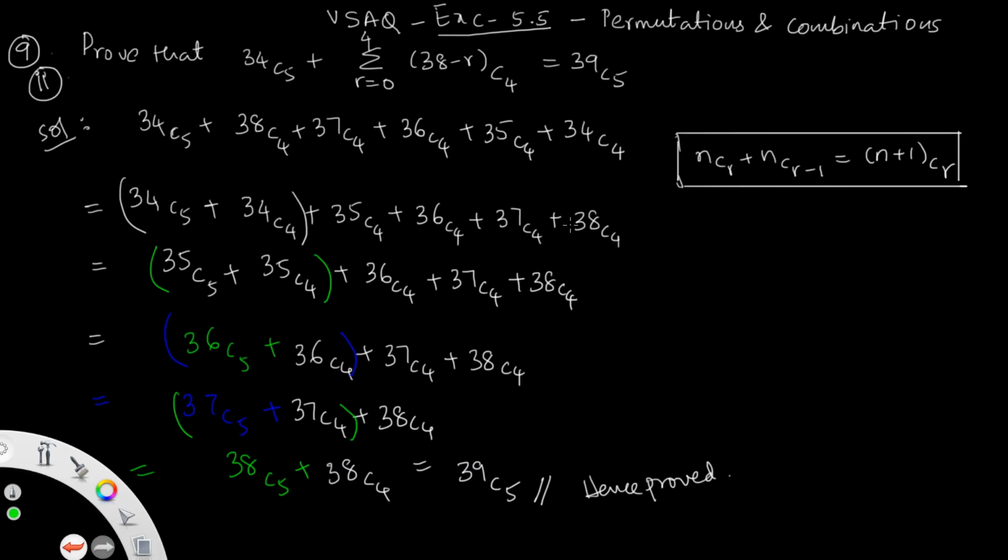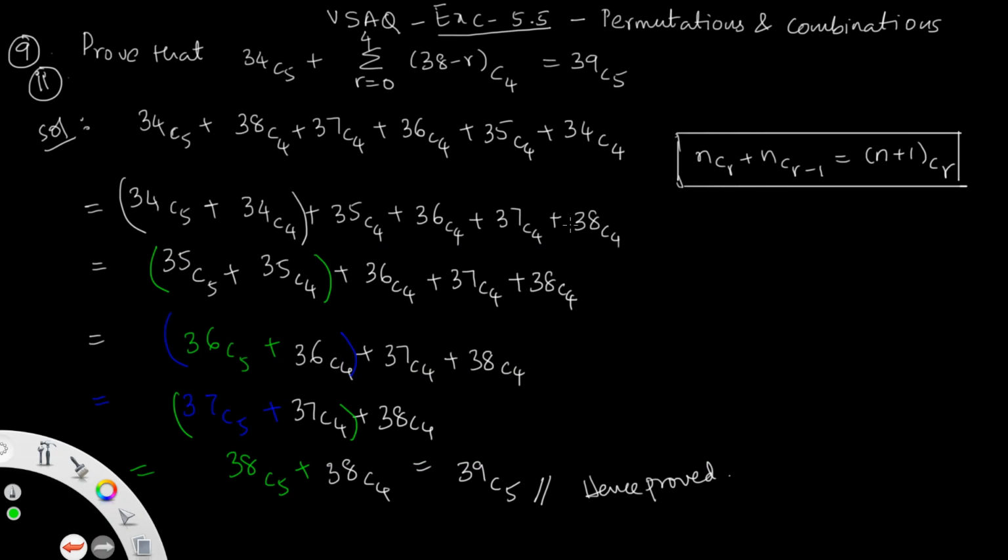Sigma means the sum of the terms starting with 0 up to 4. So instead of r, you write first 0, and next it goes to 1, 2, 3, 4. Totally 5 terms you have to write.